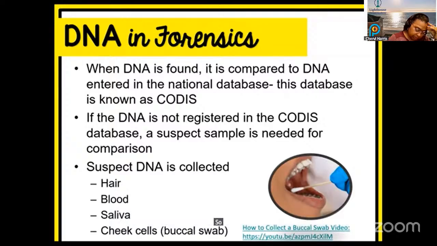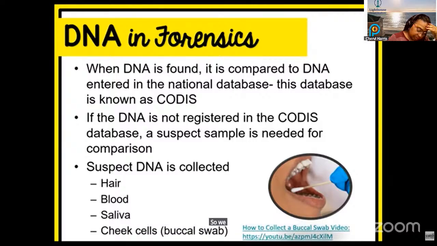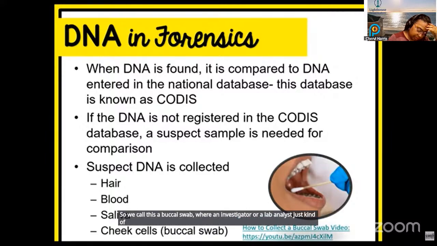So how is DNA collected from a suspect? Well, there's a few different ways. DNA can be collected from their hair, from blood, from saliva, but most commonly it's going to be collected in cheek cells. So we call this a buccal swab, where an investigator or a lab analyst just collects cheek cells from the suspect, and then a DNA profile is created from that.